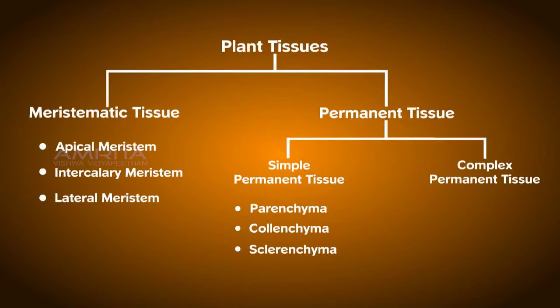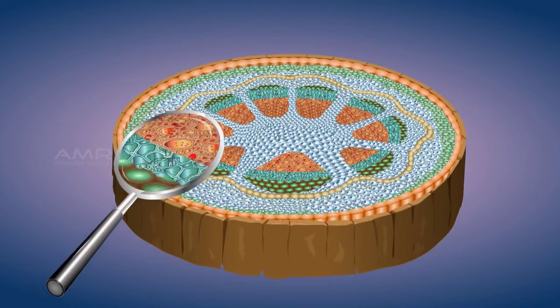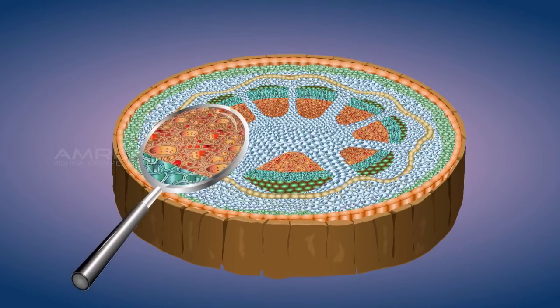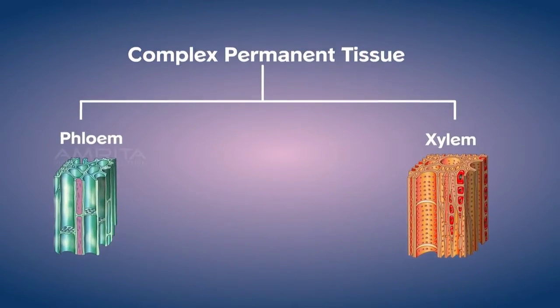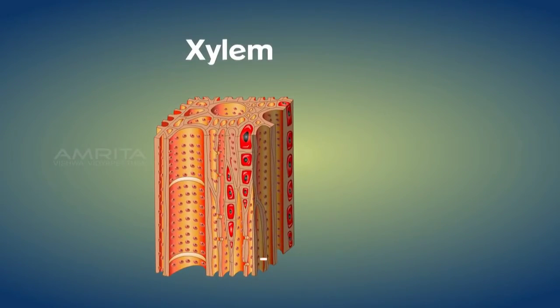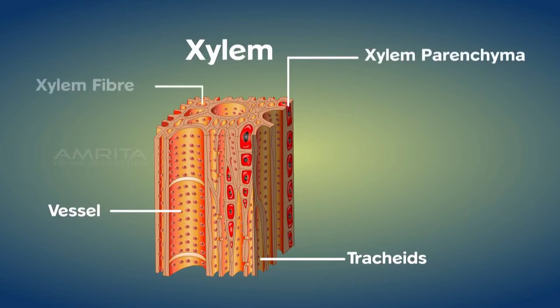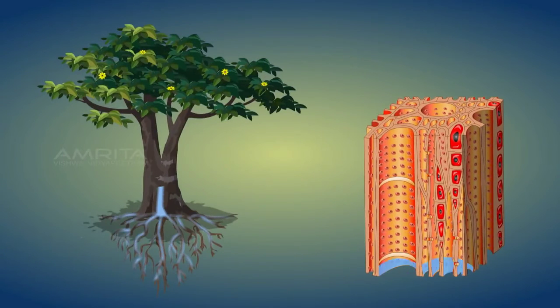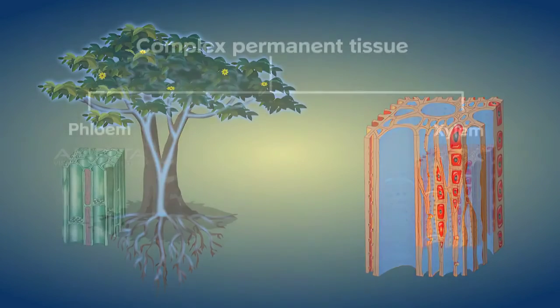We'll now move on to the second type of permanent tissue, the complex permanent tissues. As the name indicates, complex permanent tissues consist of more than one type of cell. They are classified into xylem and phloem. Xylem is a complex tissue consisting of tracheids, vessels, xylem parenchyma, and xylem fibers. It transports water and minerals as raw materials from the roots to the other plant parts.